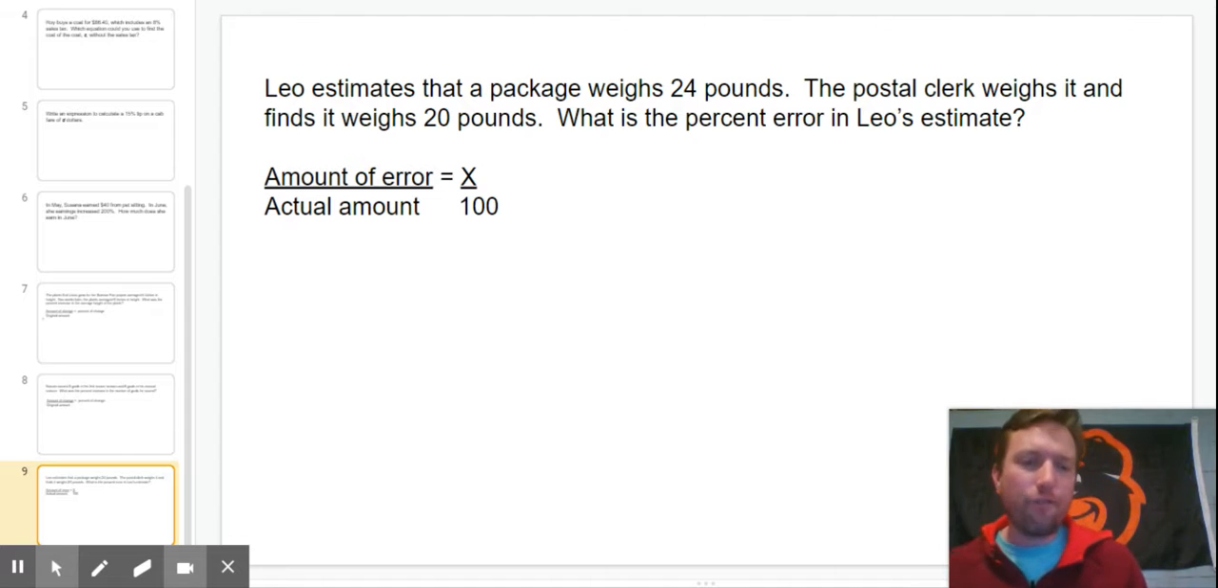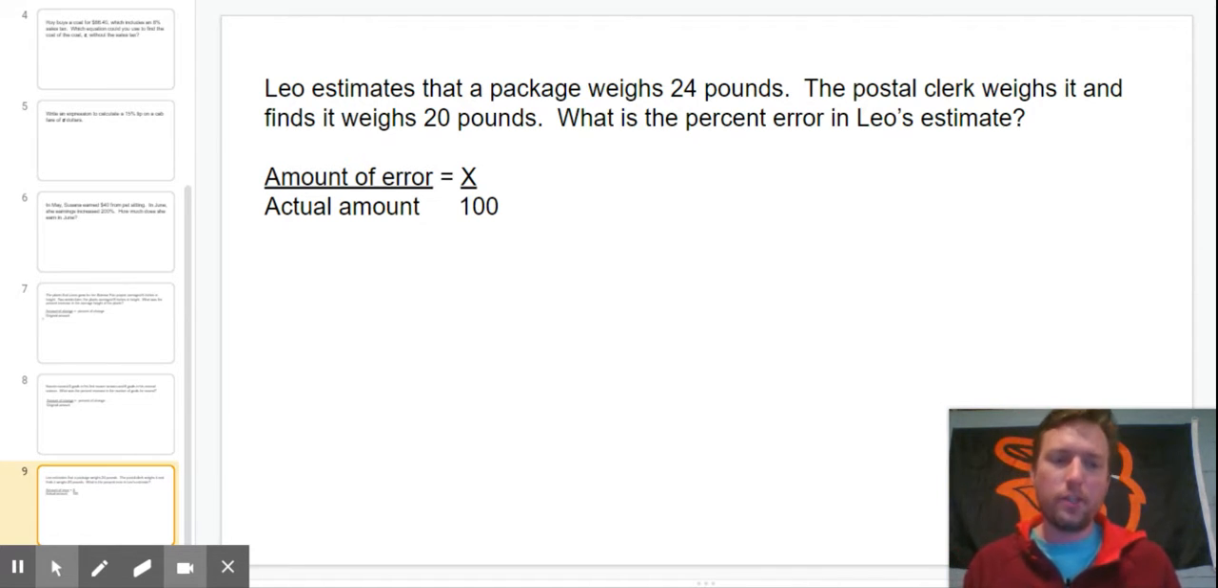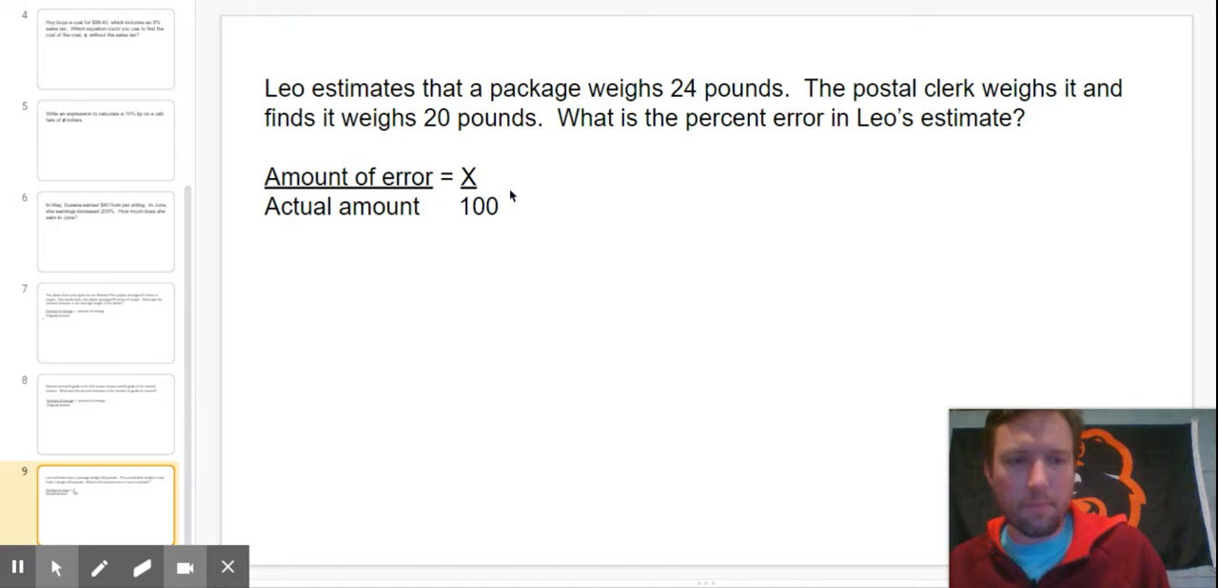Well, there is a formula to solve this. Just like we were doing percent change, there's a formula to solve this type of problem. If we look at it, it looks really similar. The amount of error goes in the numerator. The actual amount goes in our denominator, and that equals the percent of error, so x over 100, because percents are a number out of 100.